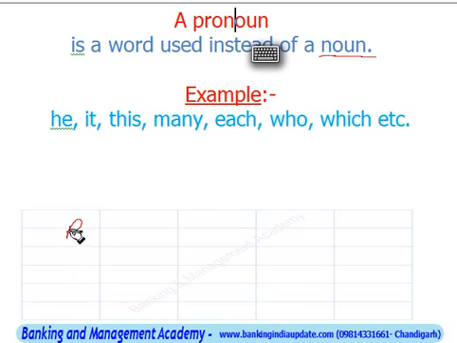Suppose, for example, we say, Ram is a good boy. Ram studies in class 10. Ram lives in Chandigarh. Now, instead of the word Ram, we use the word he, which is a pronoun. Similarly, more examples of the word pronoun are it, this, many, each, who, and which.